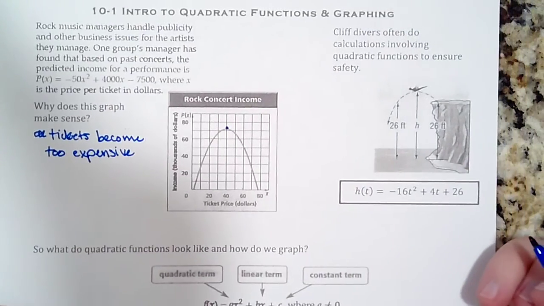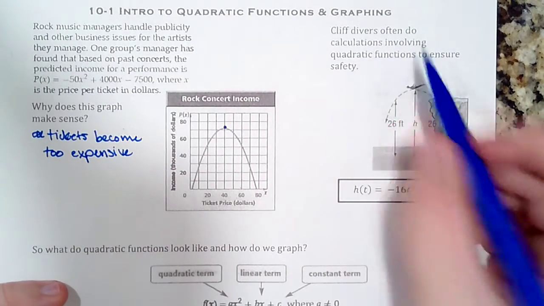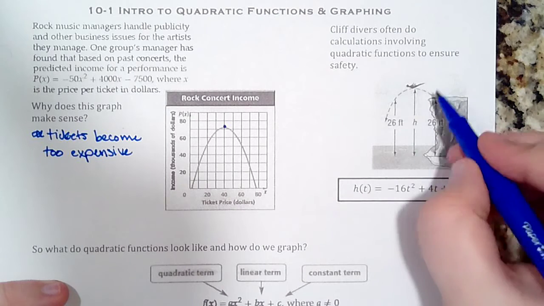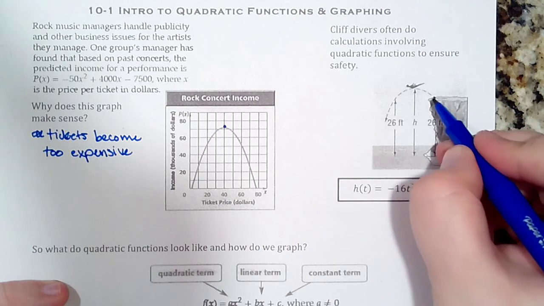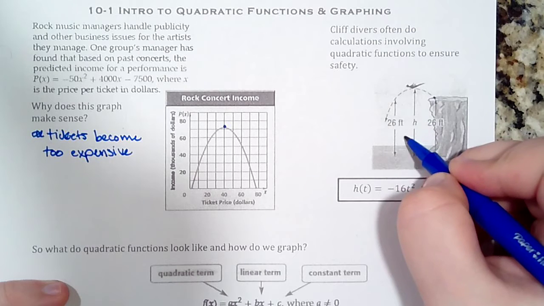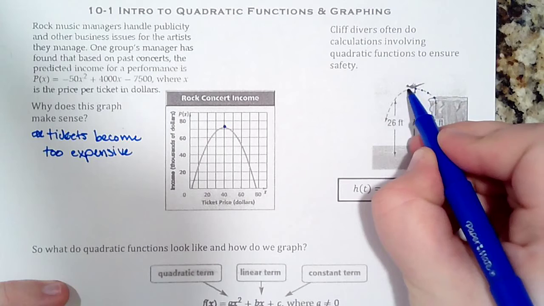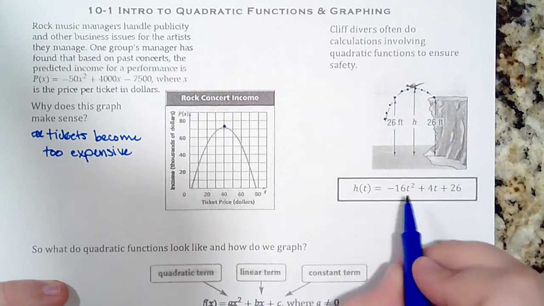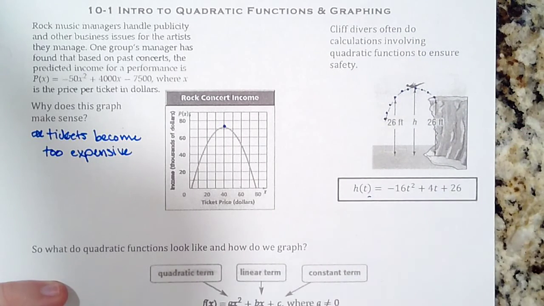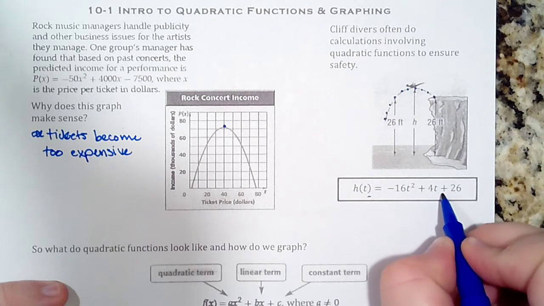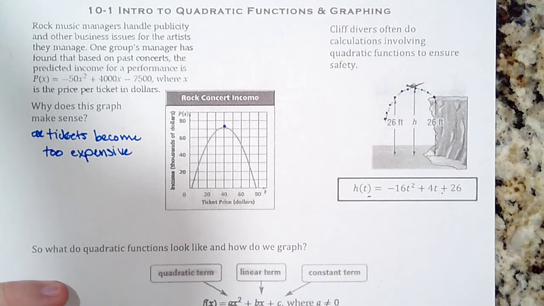We have a similar situation going on over here. Cliff divers often do a lot of calculations involving quadratic functions to ensure their safety. You may not believe it, but it is true. You'll notice if they start on the cliff, it's not just a direct linear piece down into the water. There's often a little bit of a curve, and this curve is modeled by a quadratic function. Right here you can see that. Notice how wherever he starts, that's his constant. Just something to notice. All right, let's hop down.